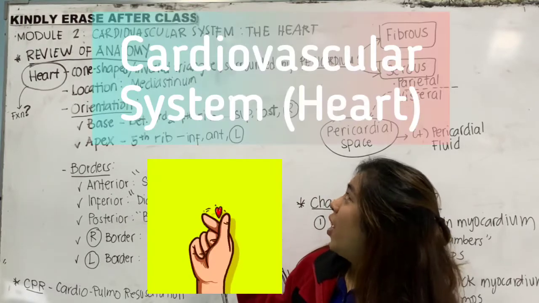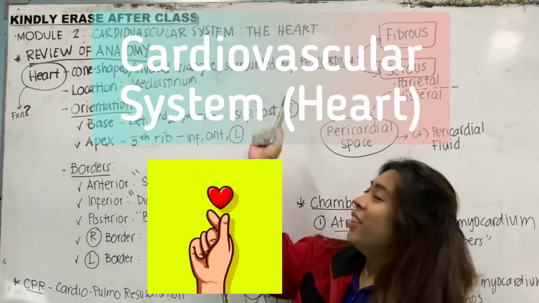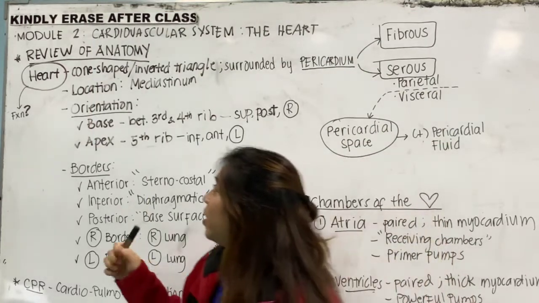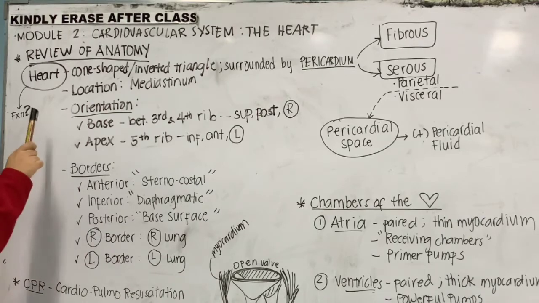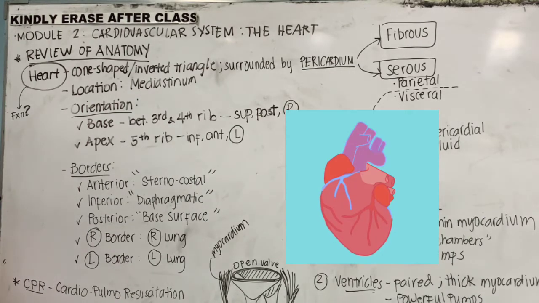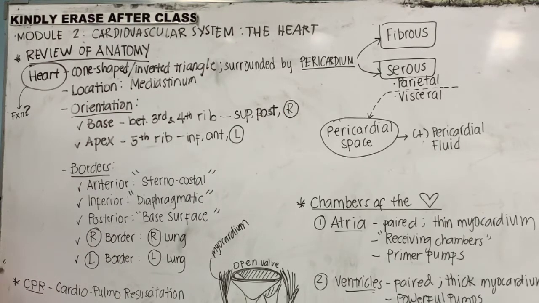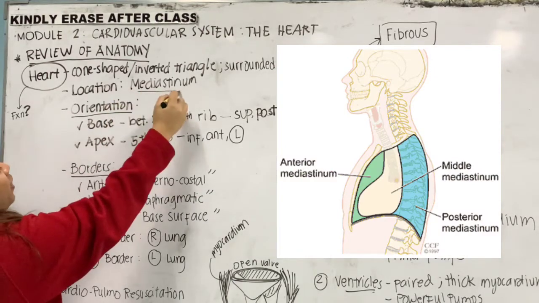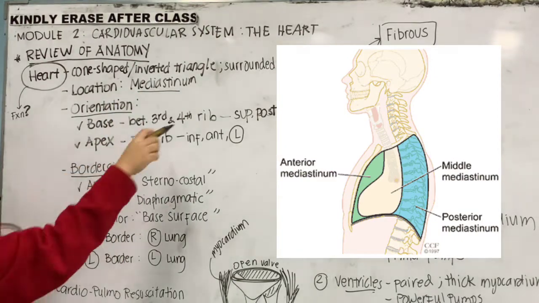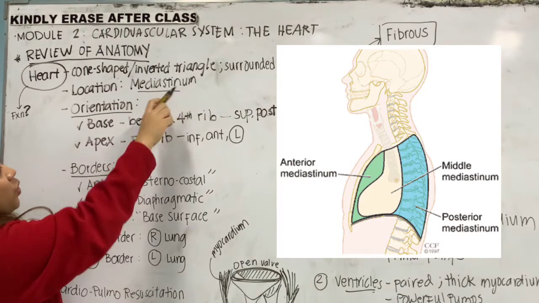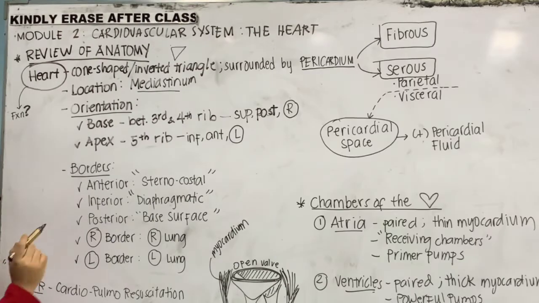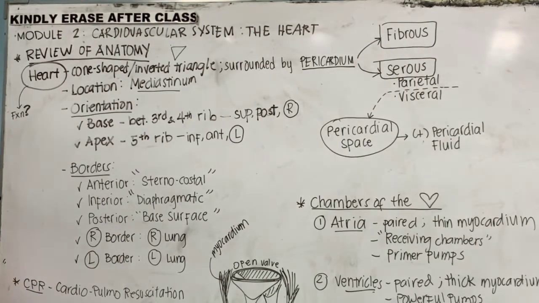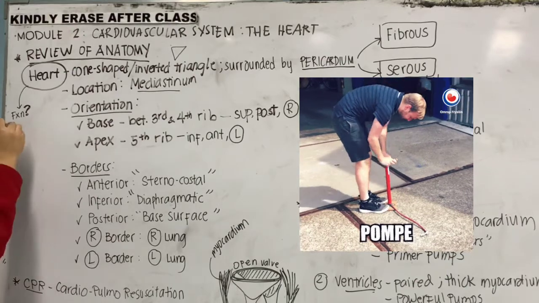Discussion will be focused on the cardiovascular system, specifically the heart. So let's start here with a review of the anatomy. First of all, the heart is a cone-shaped or inverted triangle organ found in the mediastinum within your thoracic cavity. The mediastinum is the location wherein you can find both the heart and the lungs and other important organs along the thoracic cavity. So your heart functions primarily as a pump.